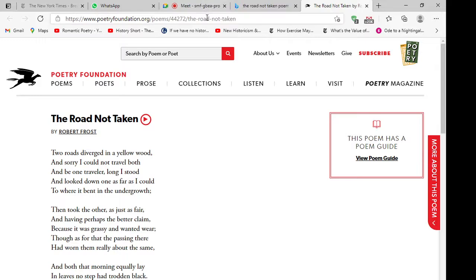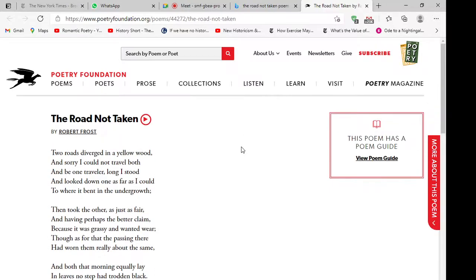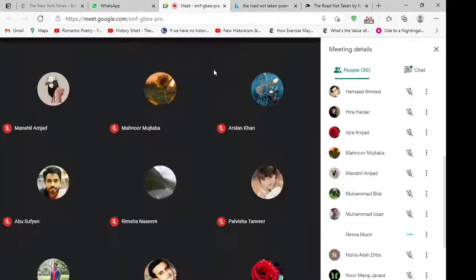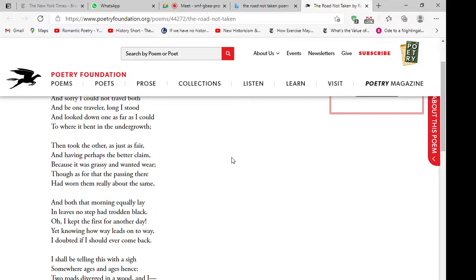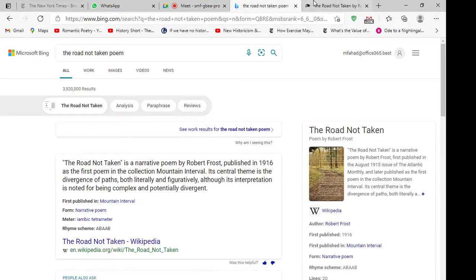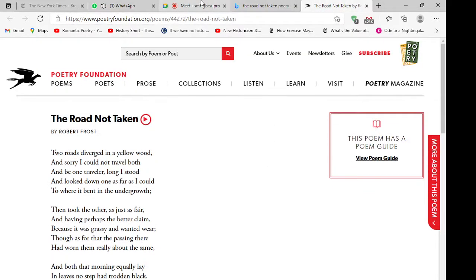Yes, sir. Okay. Is there any theme of regret in this poem? Sir, according to those schools of thought who see it as a regretful poem, there are some words which indicate a regretful tone. For example, in the last stanza, "I shall be telling this with a sigh," and the word sigh itself could be interpreted as regretful. Okay, that's good. Thank you, Farhan. Thank you.